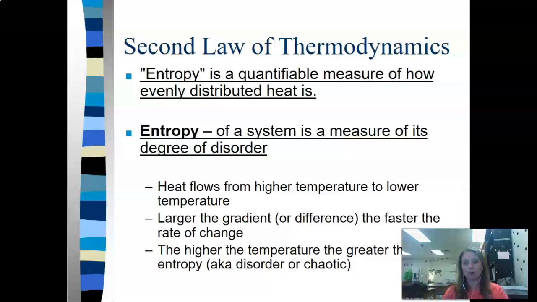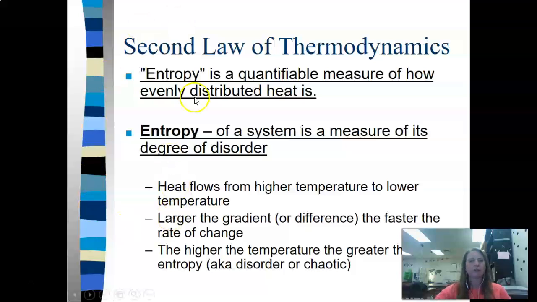A volcano that is erupting would have high entropy. A boiling pot of water would have high entropy. The sun has high entropy. Totally particles moving really, really fast. Whereas a glacier would have low entropy. The particles are moving really slow. Or even just a tub of ice cream, low entropy.